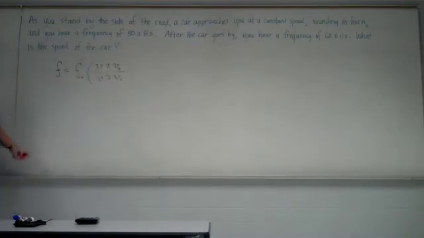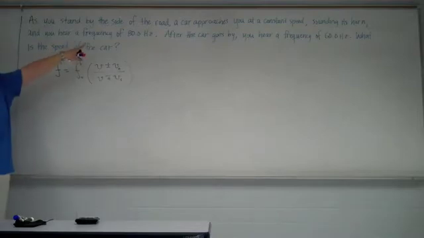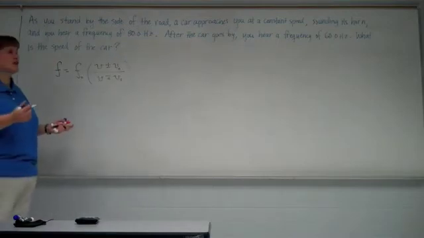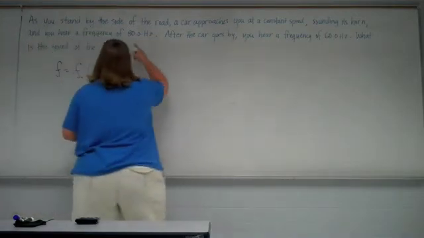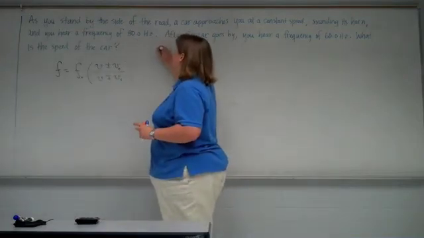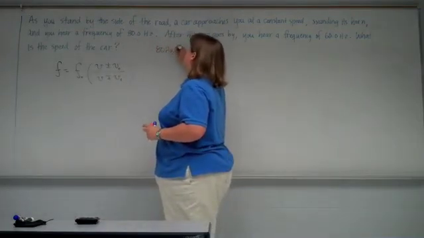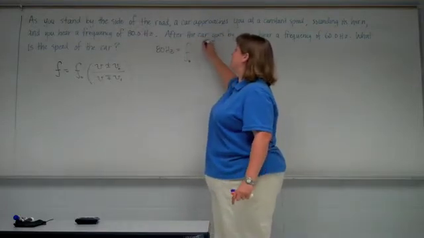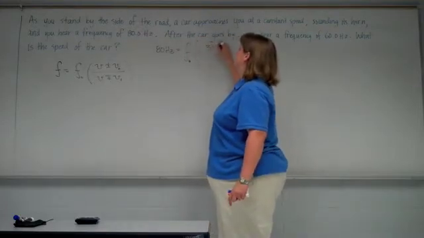So we're told the frequency we hear as the car approaches, and we're told the frequency we hear as the car recedes or drives away. So we need two equations. We need one equation for when the car is approaching. We don't know what F naught is. That wasn't given to us.